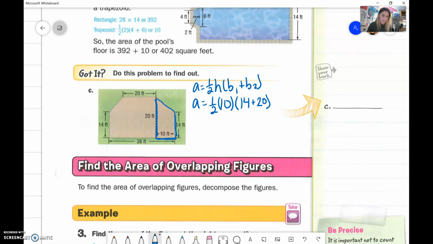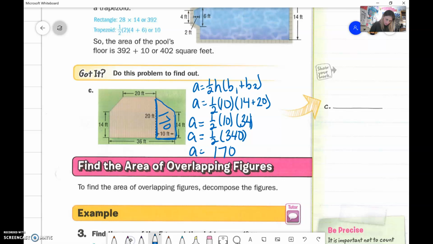So now I'm going to add 14 plus 20, and I get 34. And then I have 10, 1/2, and I'm just filling everything in. So now I'm going to take my 10 times 34, which is 340, and I'm going to divide that by 2 or multiply it by 1/2, and that gives me an area of 170. So here I see that this area right here is 170. Okay, so far so good.